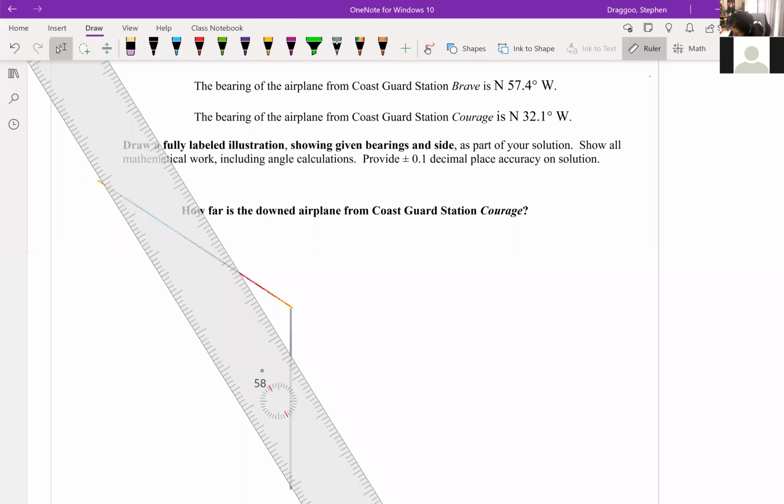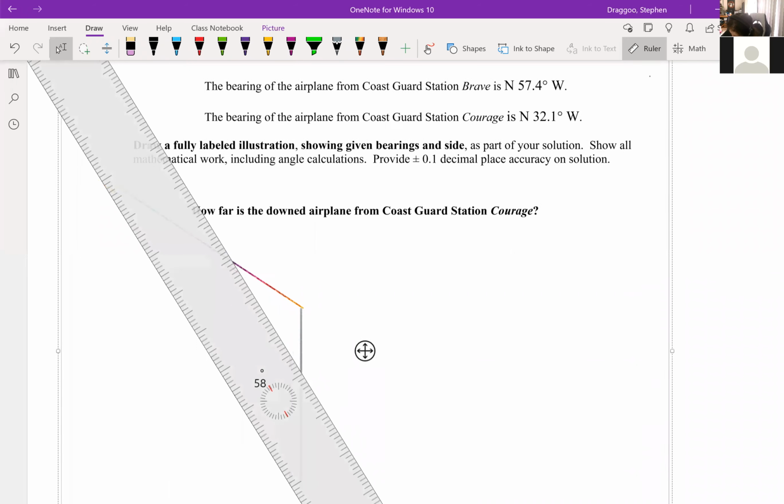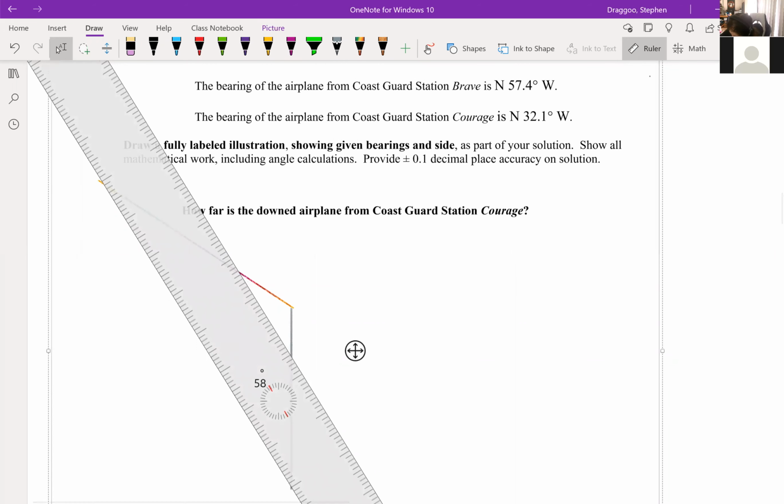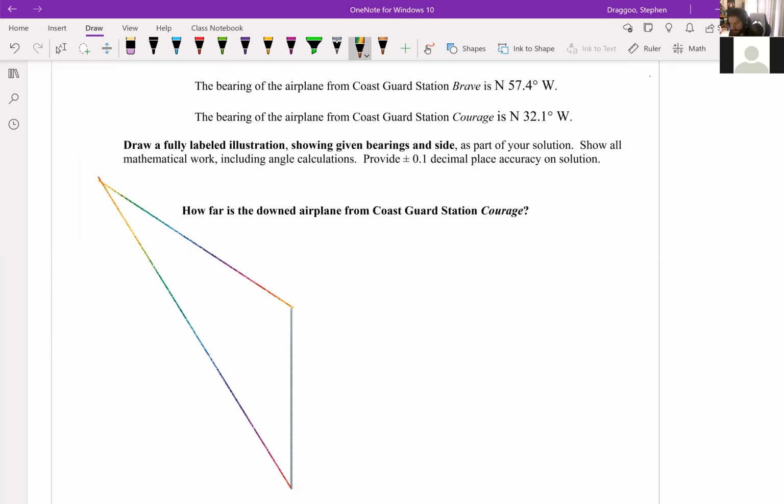Match that up to the bottom Coast Guard station. Oh, man. And hey, look, I drew that first one near about perfectly. Fancy that.